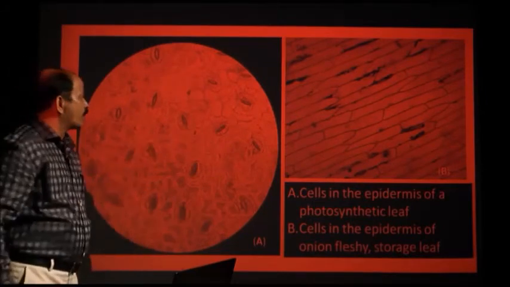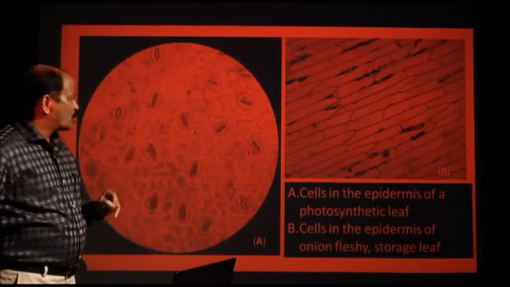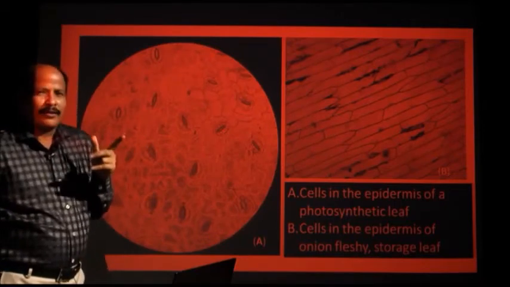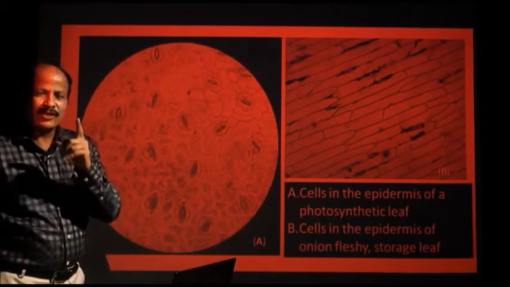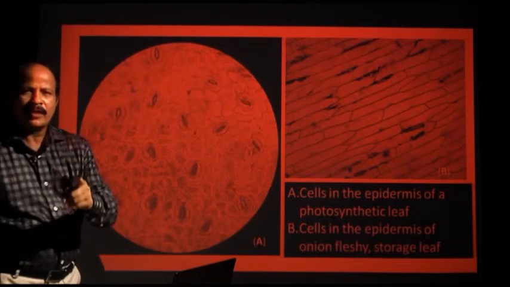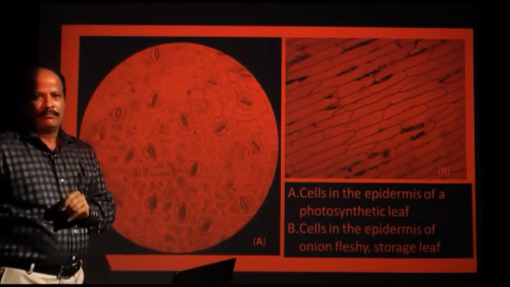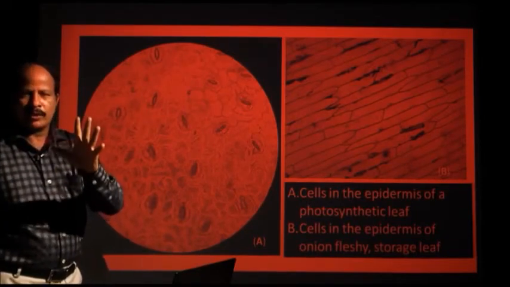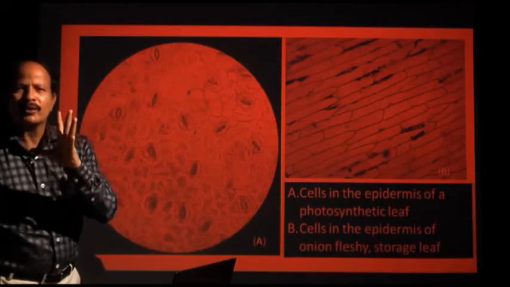And the second one is the epidermis of fleshy leaf of onion. This is given to you people in the practical class in the first year to study the structure of cells. The easy material is onion.